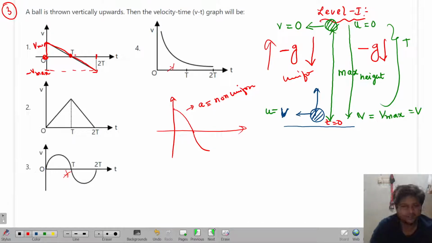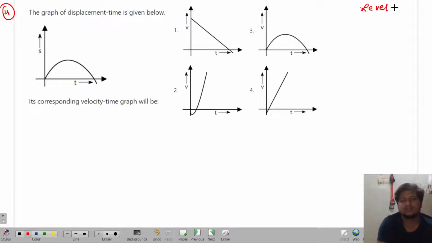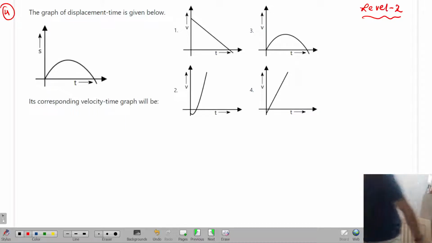Okay, can I move ahead? So moving ahead to the fourth question. Now this is level 2. You need to solve this. You need to think about this question first. Take your 2 minutes. Level 2, take your 2 minutes.